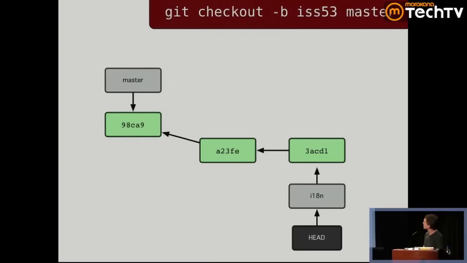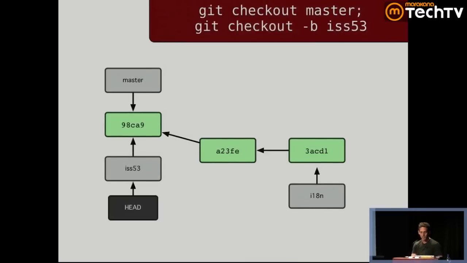You say checkout -b issue 53 master. So this is a little more complex command. All this is doing is creating a branch at a previous point. So it's creating a branch called issue 53 at master and then checking it out immediately. So this is equivalent to this.